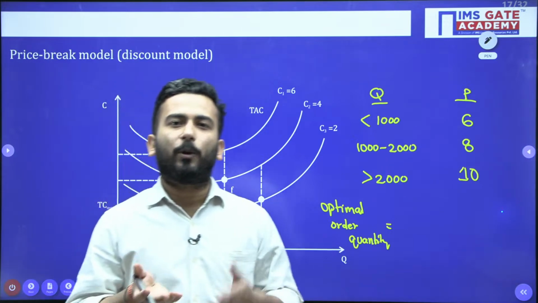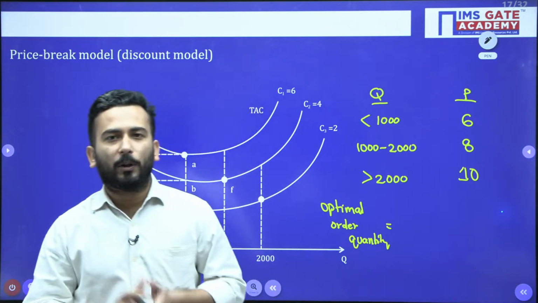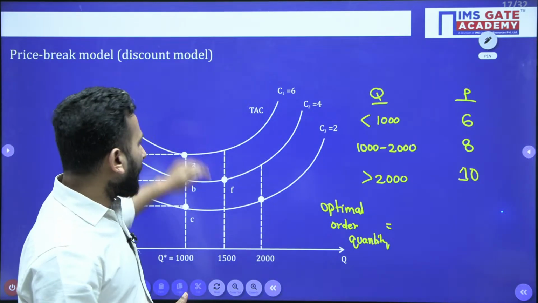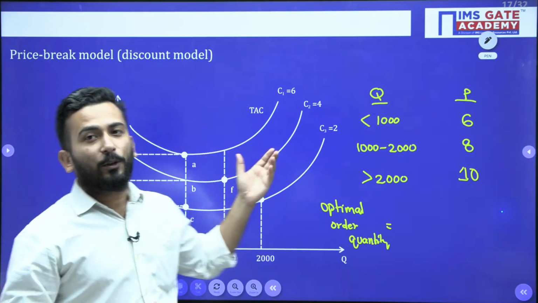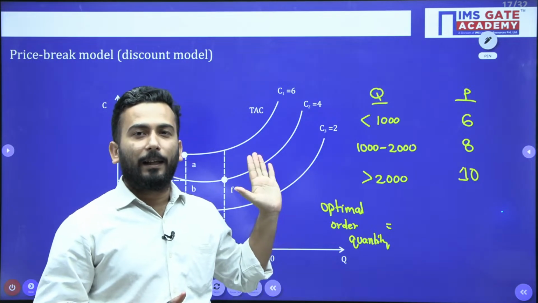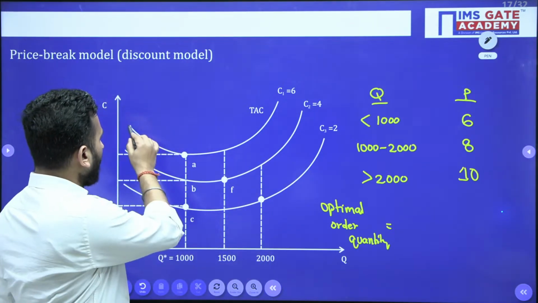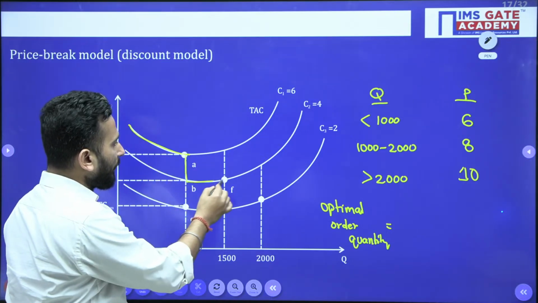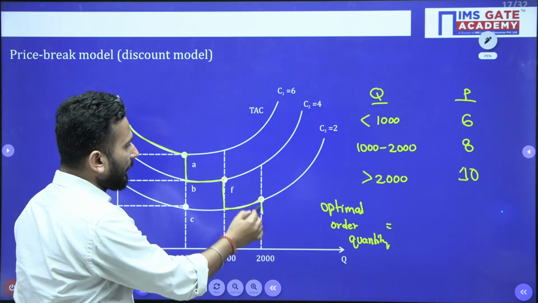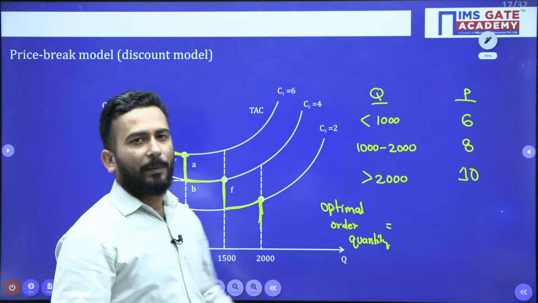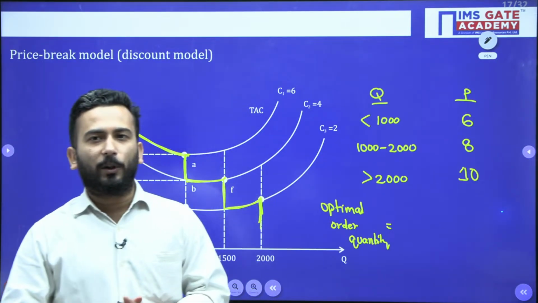See, this is only possible in the discount model. So something similar to this graph. This graph is not very clear, I agree, but you know what I am trying to show over here. See, the price is breaking, that's why it is called the price break model.